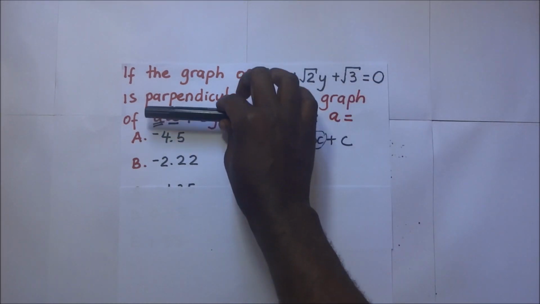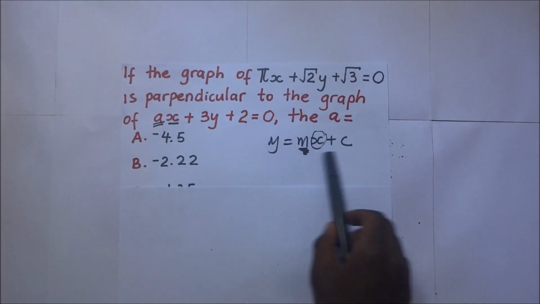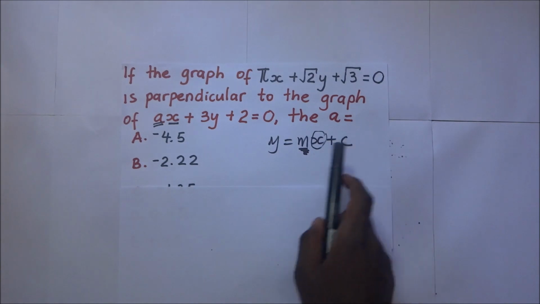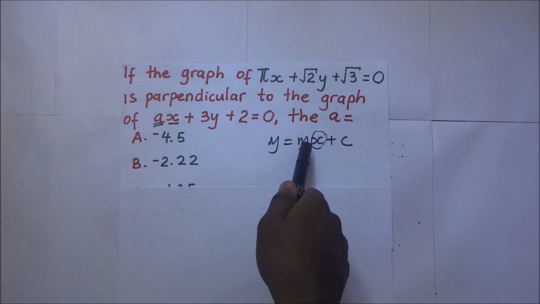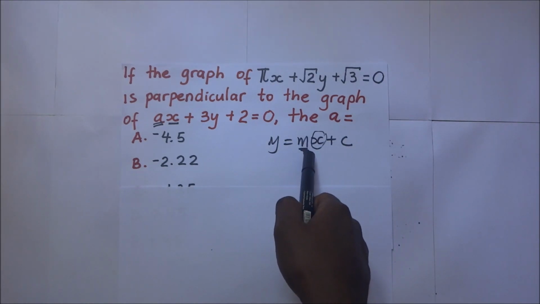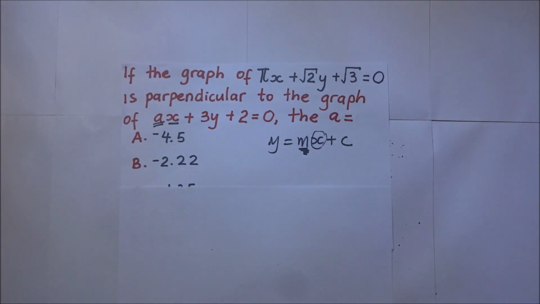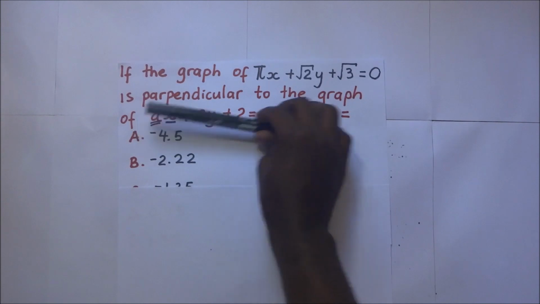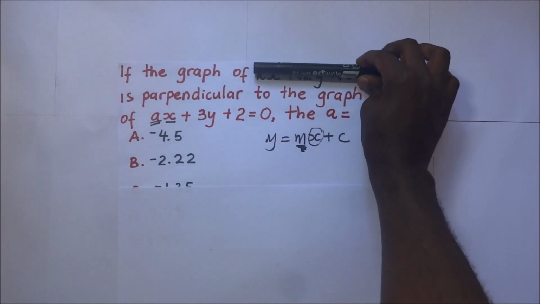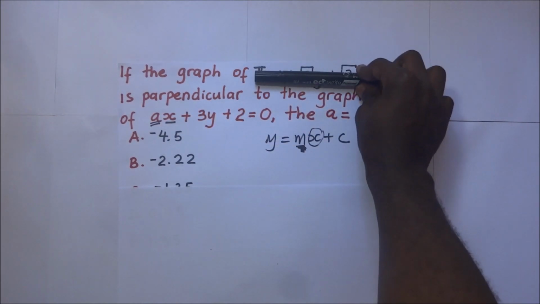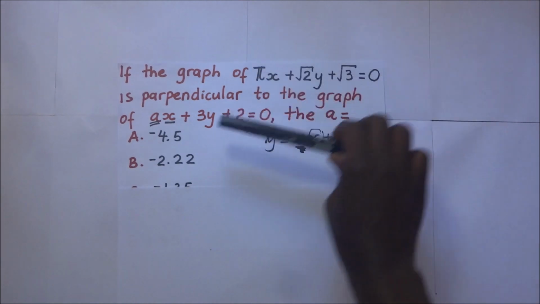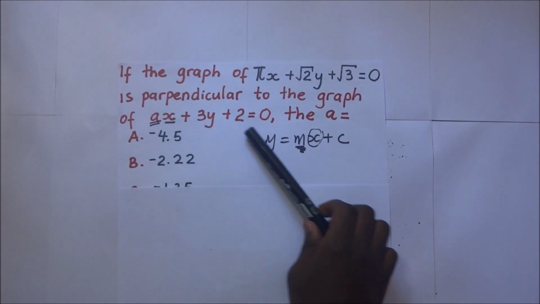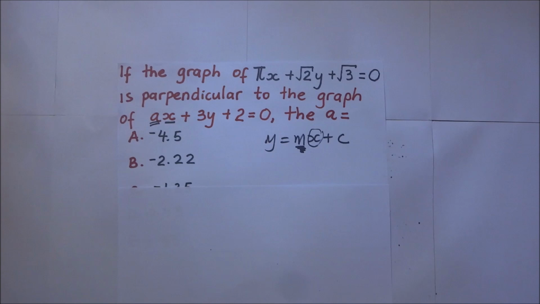Then we are also going to make this one look in this form, y is equal to mx plus c, so that this m is put in perspective, so that we can easily identify the value of m. Then since the two are perpendicular, it means that the gradient of this equation is the negative reciprocal of this. So let's get started with the working.